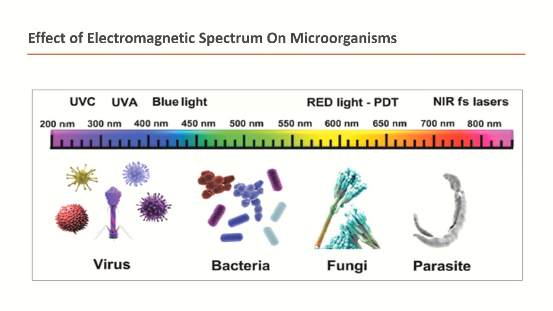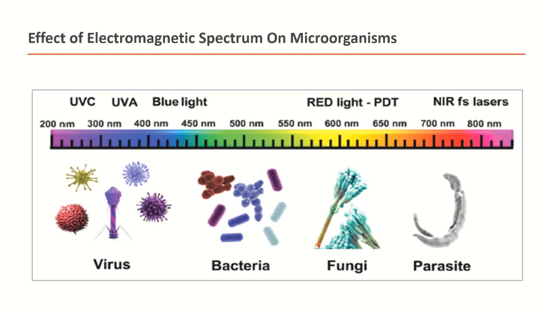The other wavelengths, like the UVA, which is between 320 to 400 nanometers, is used for photocatalysis. The visible light from 400 to 700 nanometers is used for PDI, or photodynamic inactivation, and the near and far infrared lasers are used for femtosecond.